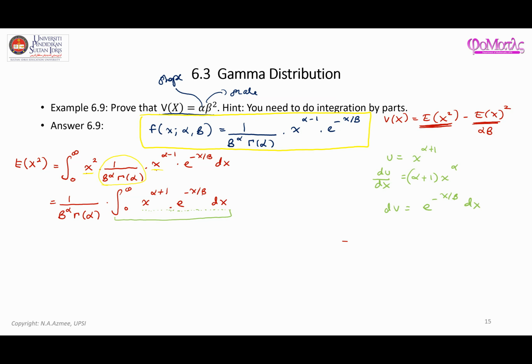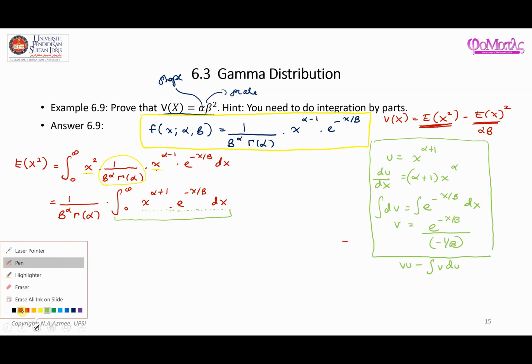If you take the integral of both sides of the equation, the result is that v must be equal to e to the negative x over beta, divided by the constant for x here, which is negative 1 over beta, and that's what we put at the bottom. So that's the result for v. Now we need to apply the formula for integration by parts, which is uv minus the integral of v du. That's the formula which we're going to apply straight away at this part.